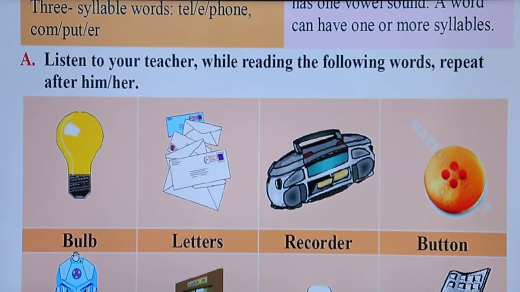Bulb. How many syllables? Great, one. Letters. How many syllables? Great, two. Recorder. How many syllables? Great, three. One, two, three. Button. How many syllables? Two. Button, two.